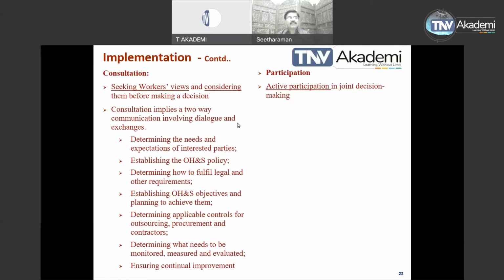Determining applicable controls for outsourcing, procurement and contractors. When we outsource, we can also consult the employees on what kind of activities we can outsource and what kind of controls we can establish, so that they are aware of these outsourcing activities and it will not be a surprise for them. That is why this is very important. Then determining what needs to be monitored, measured and evaluated, and ensuring continual improvement. What suggestions they can give for continual improvement, like near miss cases they can report, or safety suggestions. These are all consultation processes.